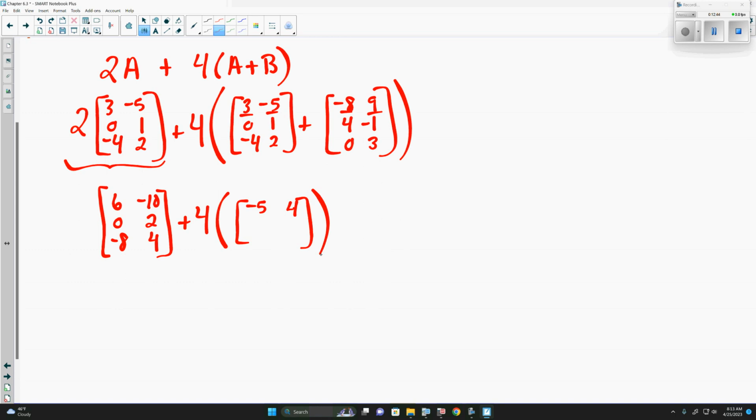0 plus 4 is 4. 1 plus negative 1 is 0. Negative 4 plus 0 is negative 4. And lastly, 2 plus 3 is 5.